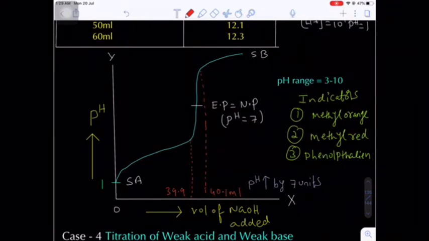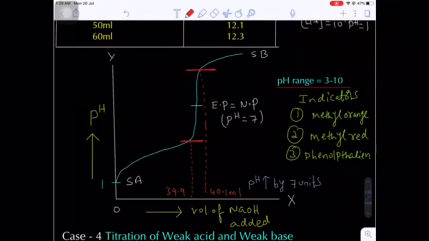Now here, this is a graph, with pH value on the y-axis and the volume of NaOH added on the x-axis. Remember, if the volume of base is added, then the pH value increases, so the graph should be upward. Suppose on the x-axis the volume of acid is added, then H plus ion concentration increases and the pH value decreases, so the graph should be in the downward direction. Are you getting my point?